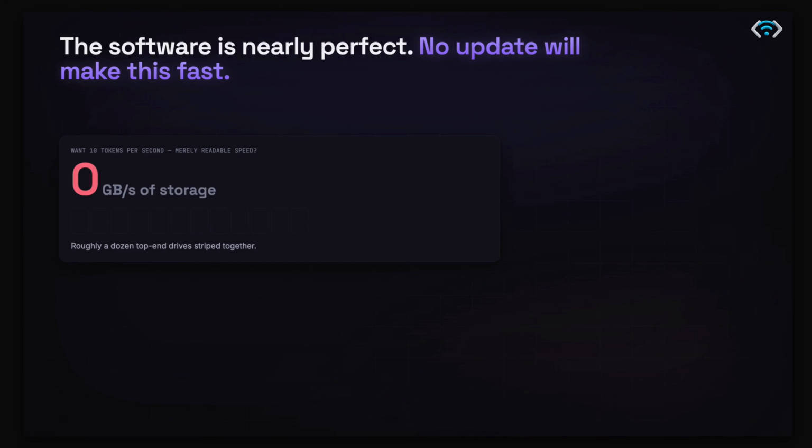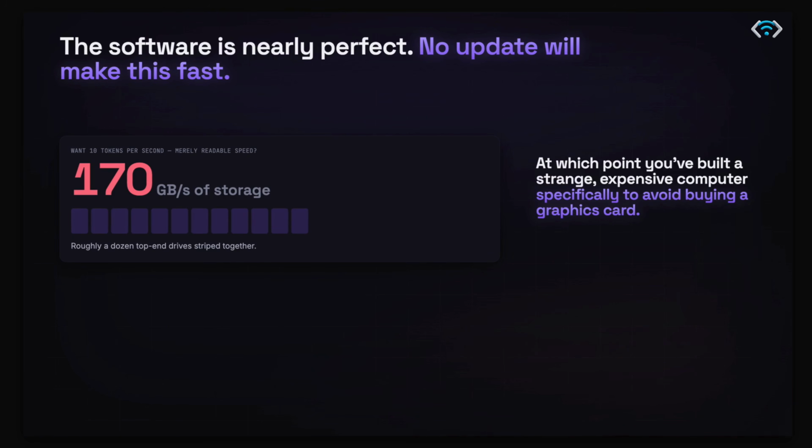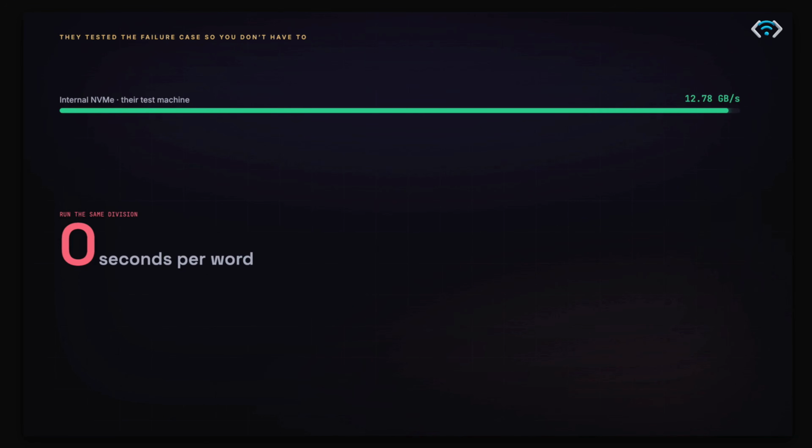Sit with that because it's remarkable in both directions. It means the software is nearly perfect. There is almost nothing left to optimize because it's already saturating the hardware. And it means no update will ever make this fast. Want 10 tokens per second, merely readable speed? That's 170 gigabytes per second of storage, which is roughly a dozen top-end drives striped together, at which point you've built a strange, expensive computer specifically to avoid buying a graphics card.